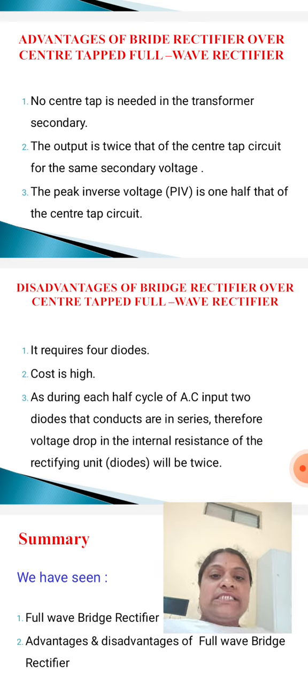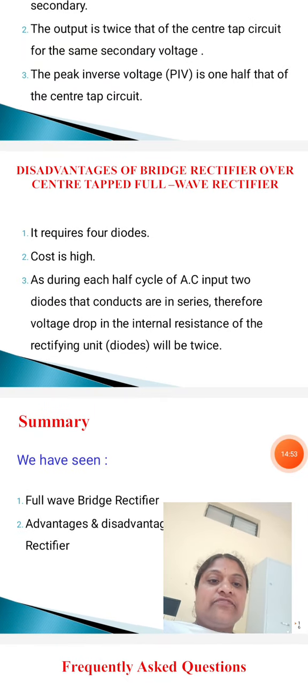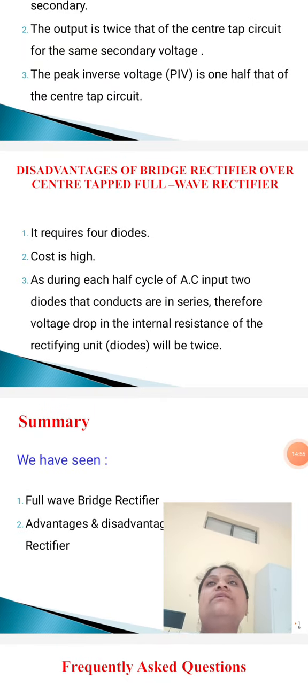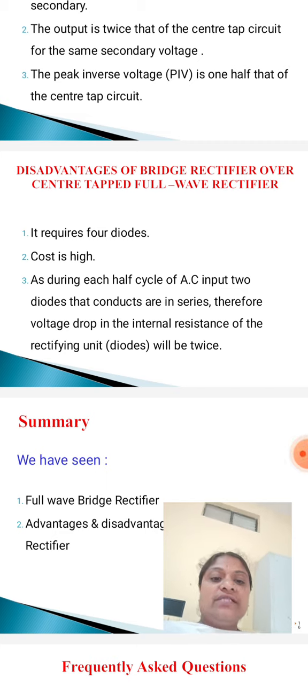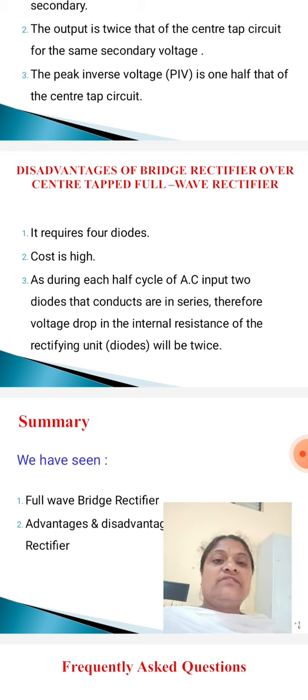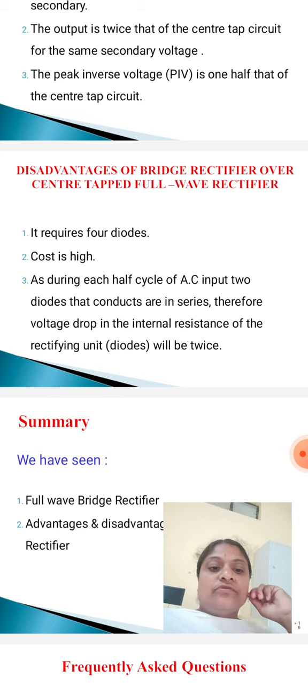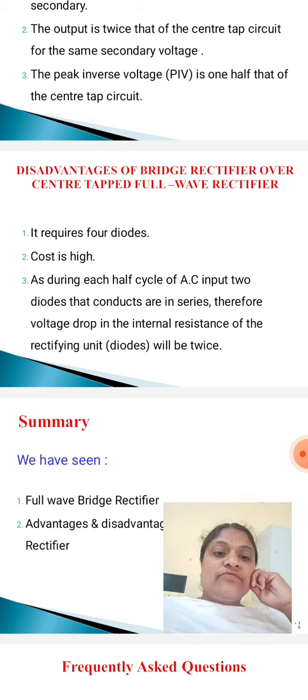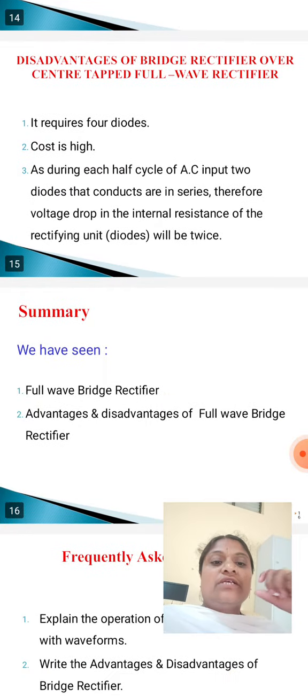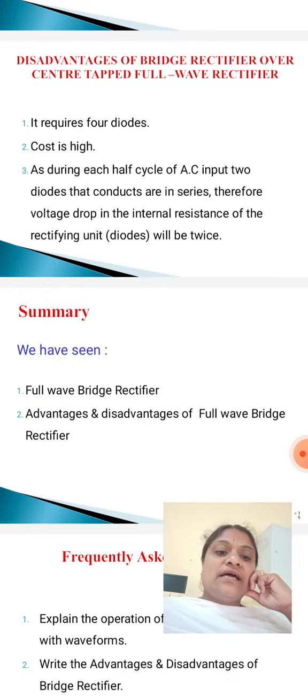Next, disadvantages of bridge rectifier over center tapped full wave rectifier. The first disadvantage of bridge rectifier is it requires 4 diodes, but center tapped full wave rectifier requires only 2 diodes. So, 2 diodes are more compared to center tapped full wave rectifier. That's why cost is high compared to center tapped full wave rectifier.